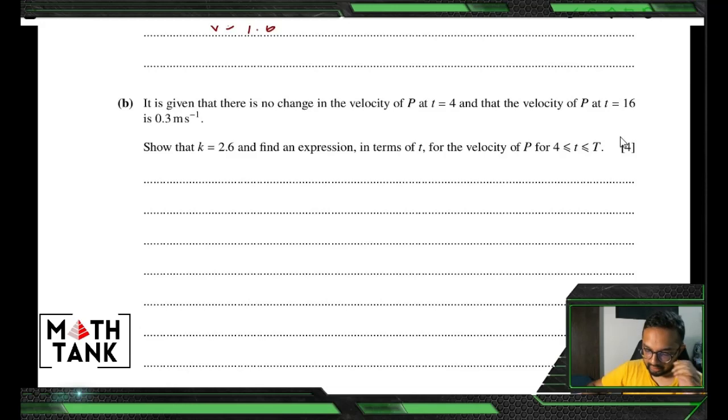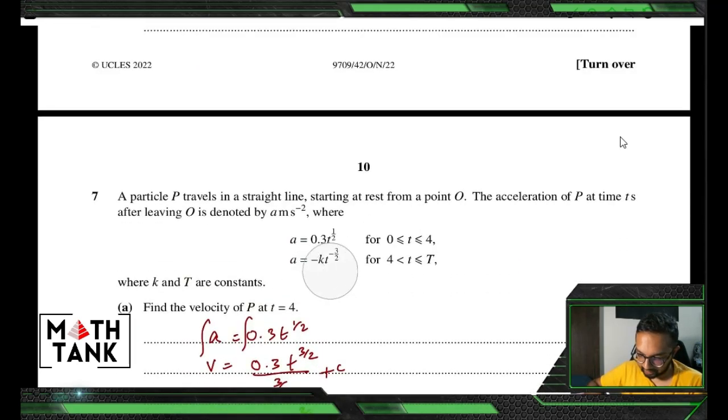Okay, moving on. It is given that there is no change in the velocity of P at t equals 4 and that the velocity of P at t equals 16 is 0.3. Show that k equals 2.6 and find an expression in terms of t for the velocity of P for t between 4 and 16. Okay, so given that there is no instantaneous change and the velocity of P at t equals 16, I've given you a coordinate. Show that k equals 2.6. So I need to show this value for k is 2.6.